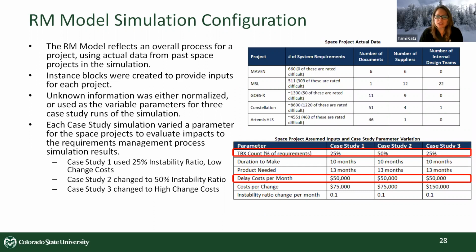And I was able to predict by turning a few knobs, such as my TBX count or my delay costs per month, or my cost per change. And I was able to, in fact, my red bar should be below here. My cost per change is another knob I turned. And I was able to see how the results from my model compared to the actual results of the program in terms of how well they did.